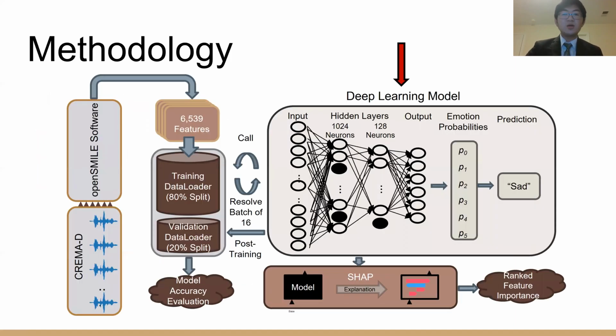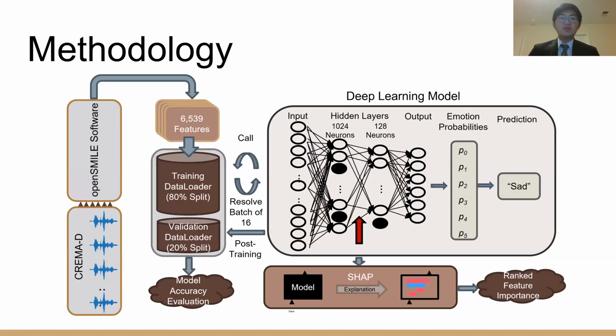And so going back, you can see how these features were implemented into this data loader, and then it was repeatedly resolved for batches of 16, calling over and over again, and then the data were run through the model before finally outputting the predicted emotion.